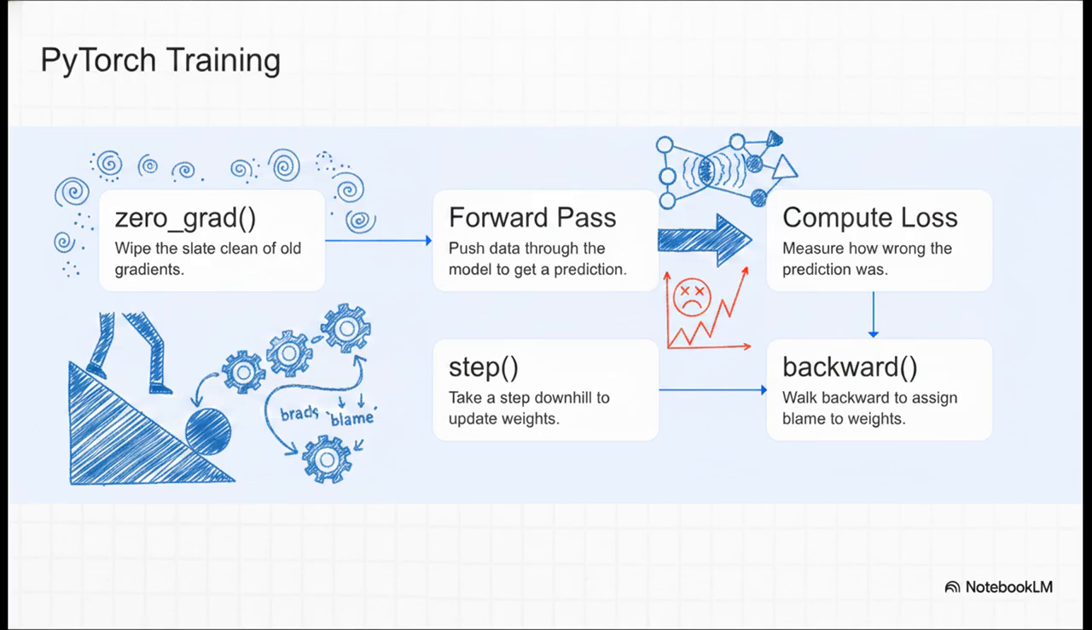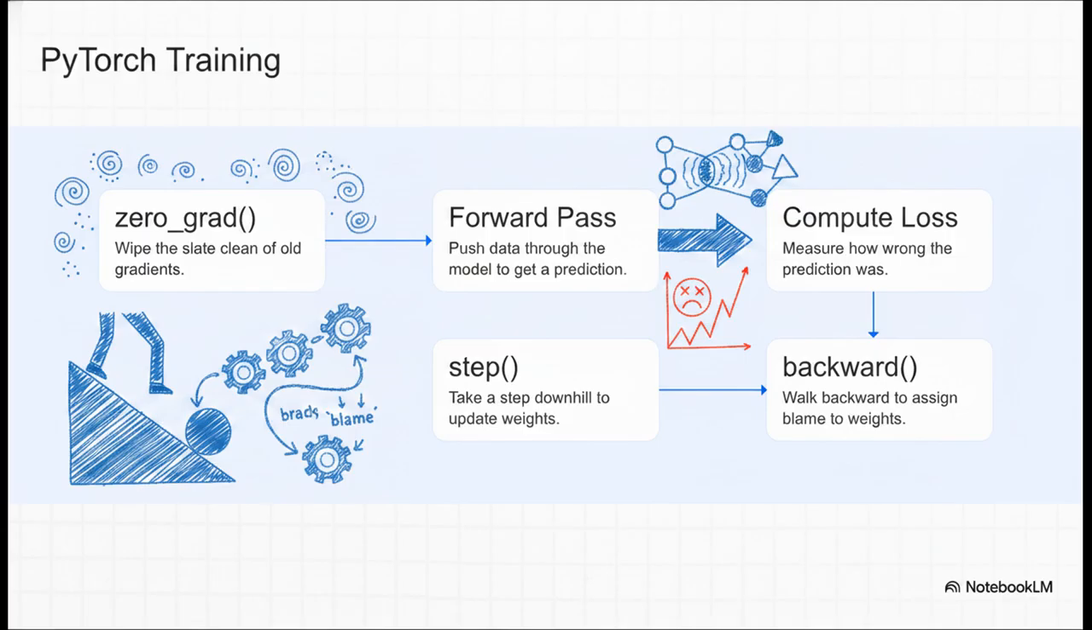And all of these concepts build directly into the famous 5-line PyTorch training loop. It's this beautiful, repeatable pattern that drives almost all of modern deep learning. First up, optimizer.zero_grad wipes the slate clean, clearing out old gradients from your last step. Second, the forward pass pushes the data through the model so it can make a prediction.